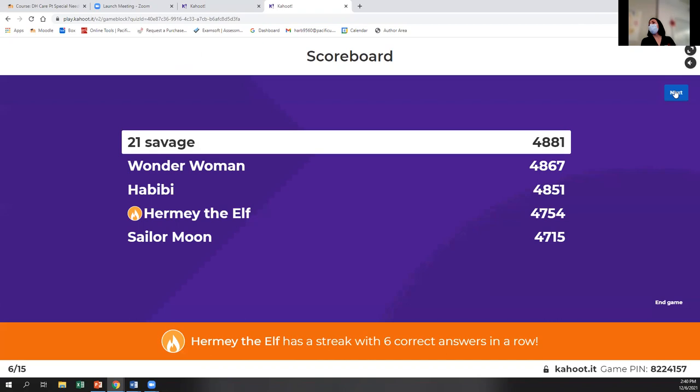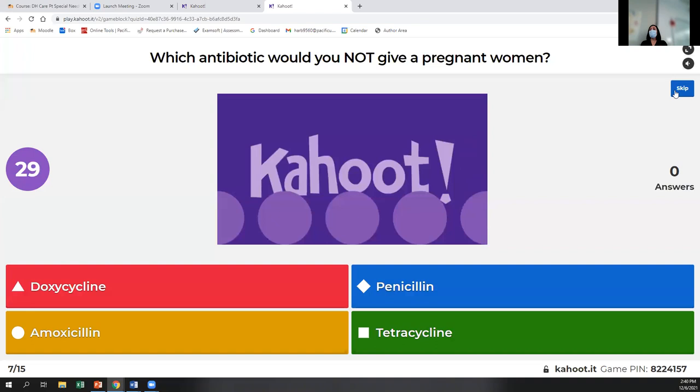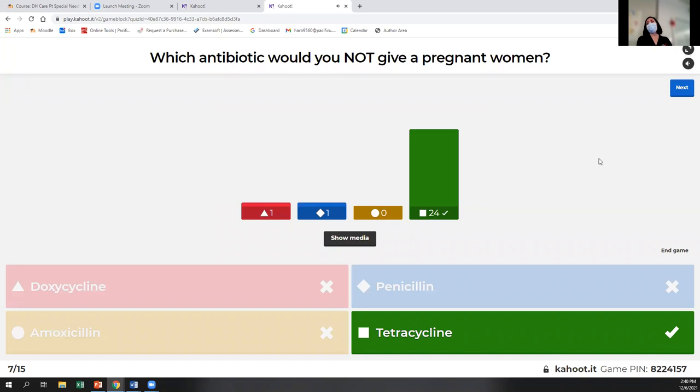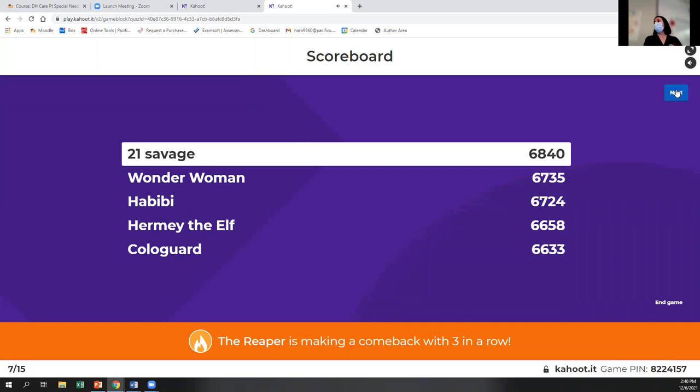Okay, which antibiotic would you not give a pregnant woman? Yes, tetracycline. We don't want to give that. That can permanently discolor the baby's teeth when they grow up, and it's not pretty. It's not pretty at all. So most people know that for sure, that you don't give tetracycline.